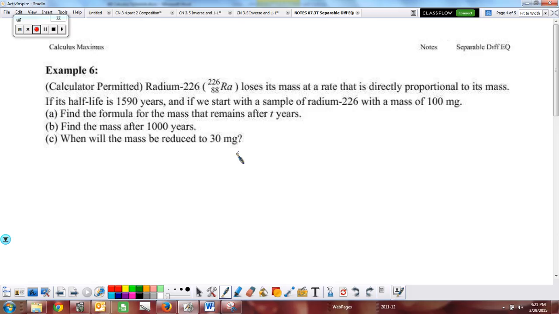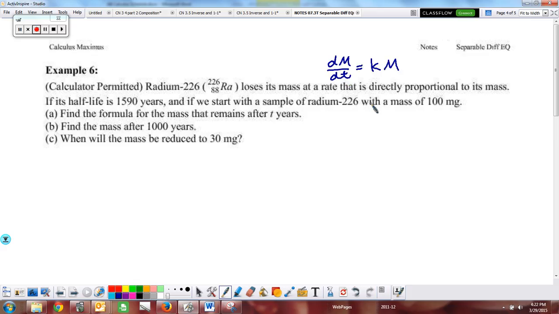All right, let's look at example 6. This is a calculator losing its mass at a rate that is directly proportional to its mass. So the rate that we're losing the mass, dm/dt, is directly proportional to its mass.